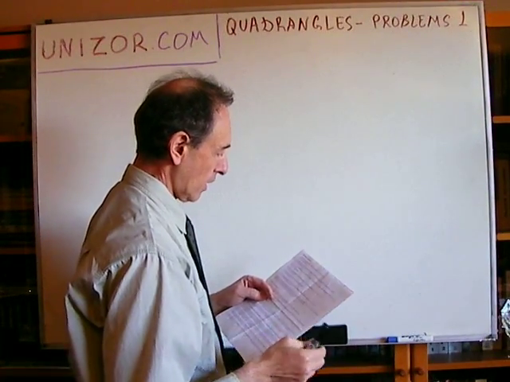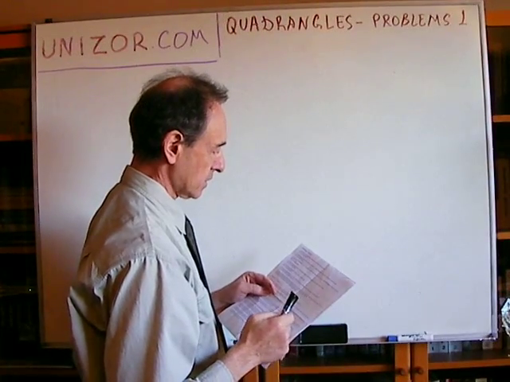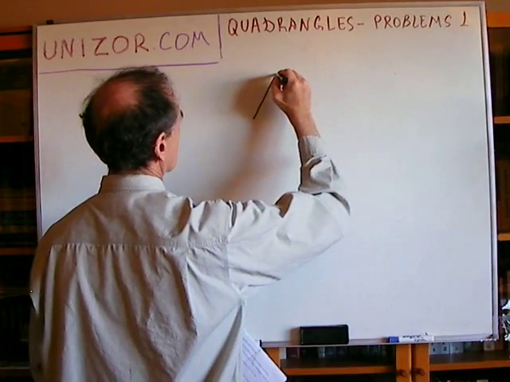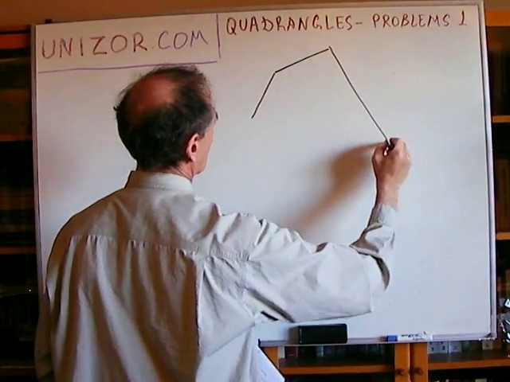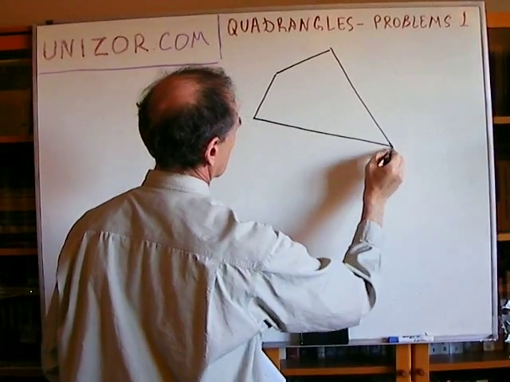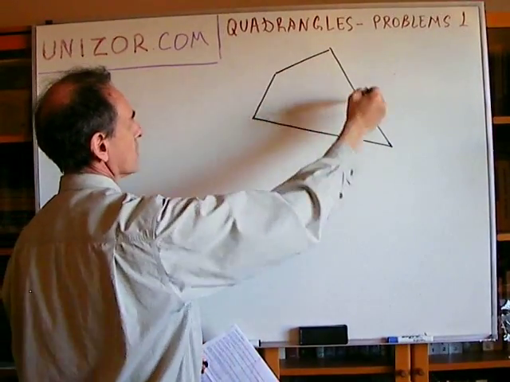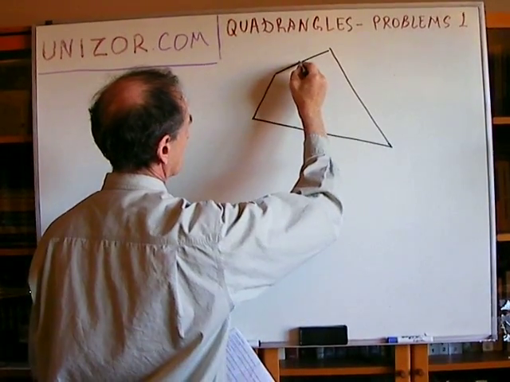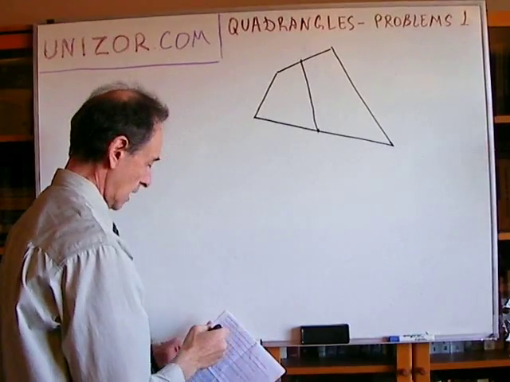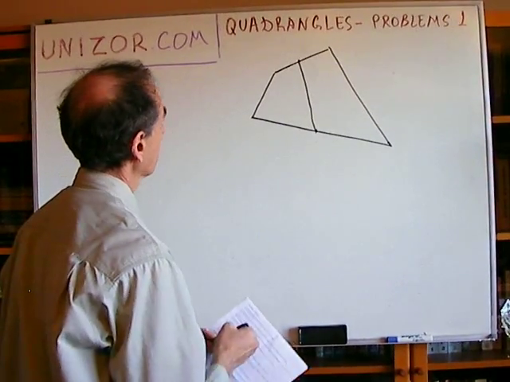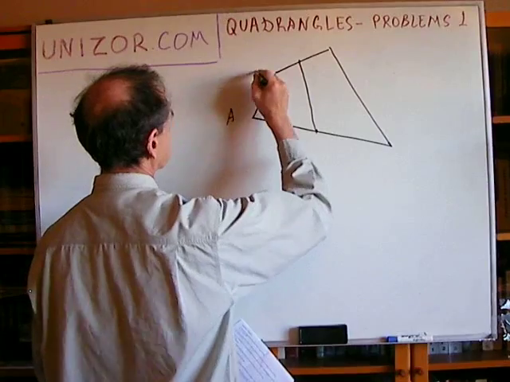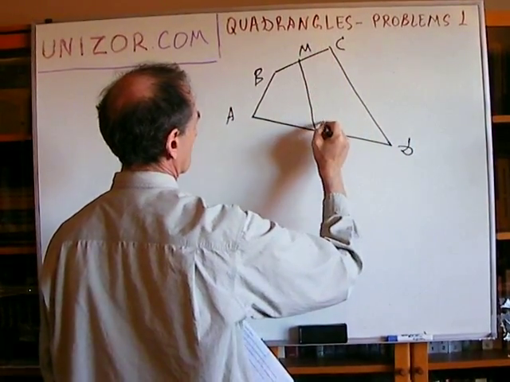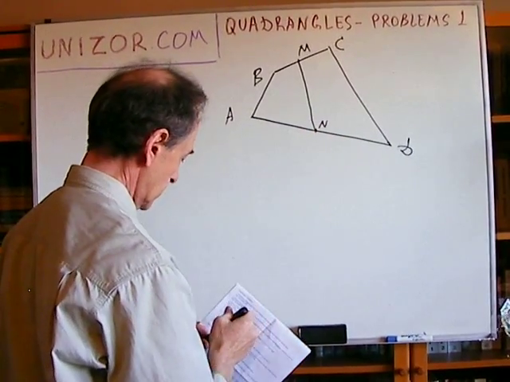Construct a quadrangle by all four sides and the median segment connecting midpoints of opposite sides. Okay. So we have a quadrangle. We know all four sides of it, and we know the median, which connects midpoints of opposite sides. All right, how can we solve this?